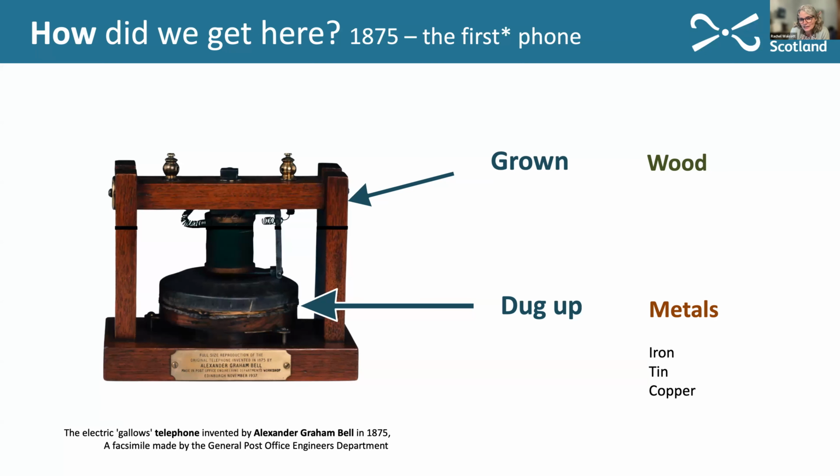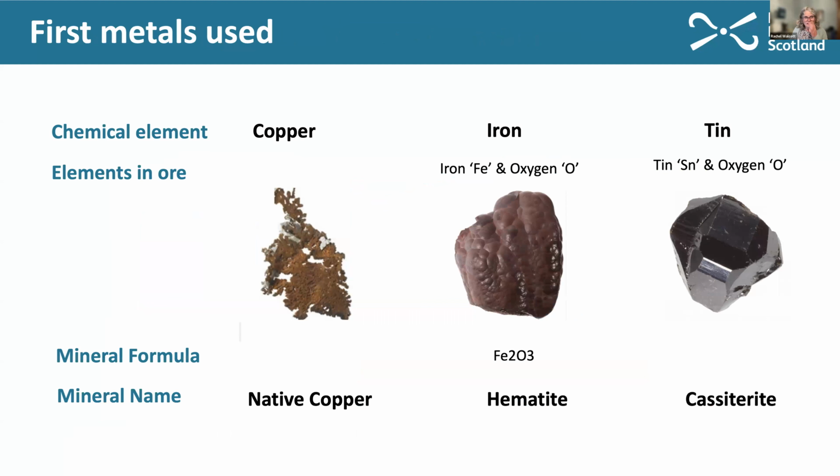There is an Australian expression, I know it is Australian anyway, that everything is either made from things you grow, and if you can't grow it, you have to dig it up. And this phone is a good example of how we use things that are grown, wood for the frame of the phone, and 3 metals which were dug up: iron, tin, and copper. Very common minerals. These were partly used because they've been known about for a long time, because they have very simple chemistry, so they're easy to extract from the ground.